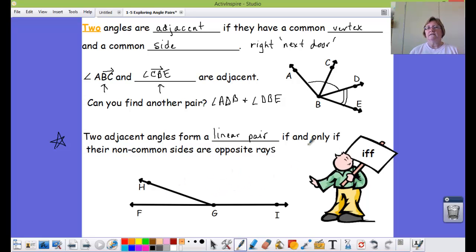This little symbol is telling you that the phrase, if and only if, can be abbreviated this way. Linear pairs are important for many reasons, but the biggest one, which you can see right here, is if their outside edges form a line, then the sum of those angles must be 180 degrees. These guys must be supplementary because their outside edges form that line. Okay? 180 degrees all together in here. And that is going to be an important concept for us.